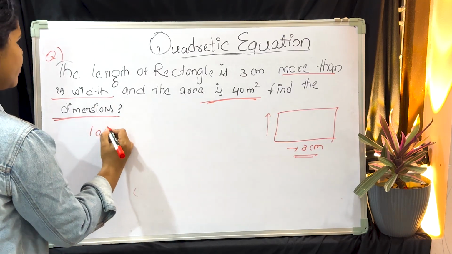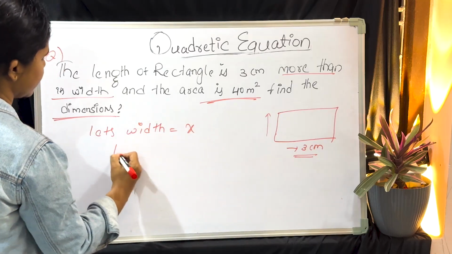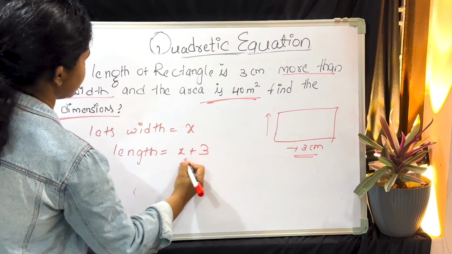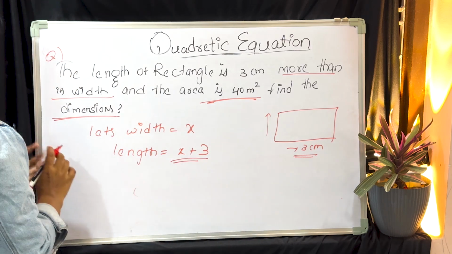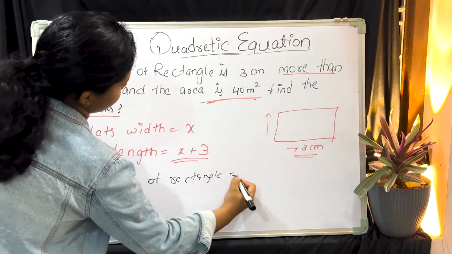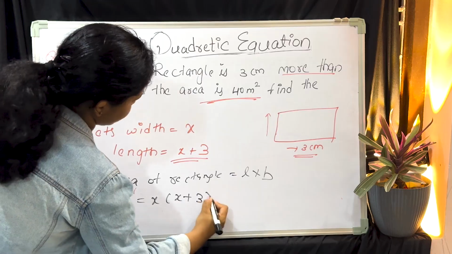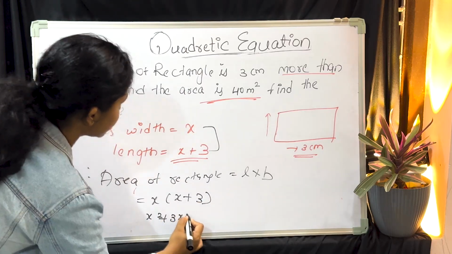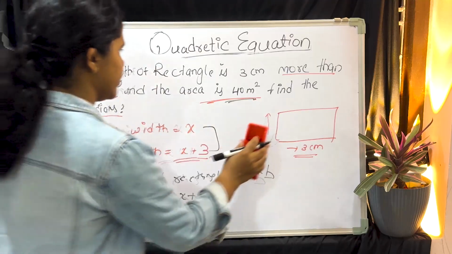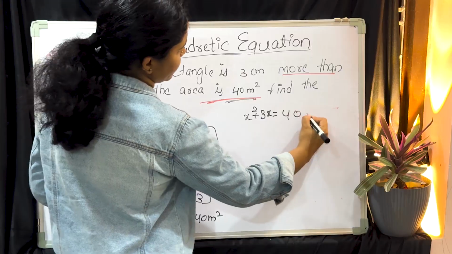See, we don't know the width. Let the width be equal to x. Then the length is more than that, so x plus 3. Now the area of the rectangle is equal to length into breadth, which is x into x plus 3, that is x square plus 3x, which is given as 40 meters square. So therefore x square plus 3x is equal to 40.